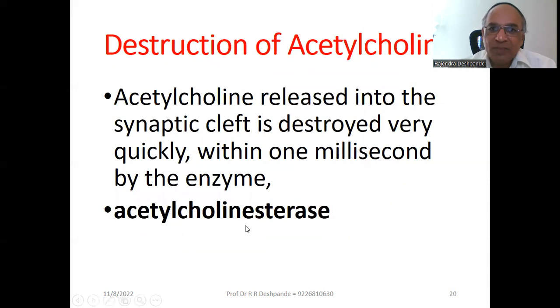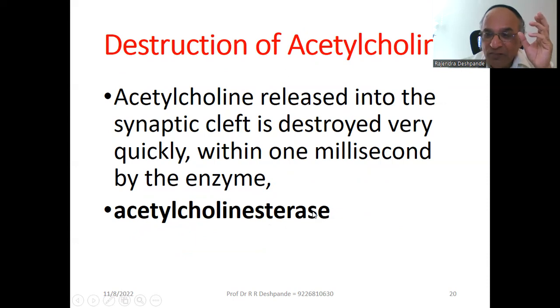Okay, next. As I have told you, destruction of the acetylcholine. Acetylcholine released into the synaptic cleft is destroyed very quickly, within 1 millisecond, by an enzyme. How is it destroyed? There is one enzyme, acetylcholinesterase.